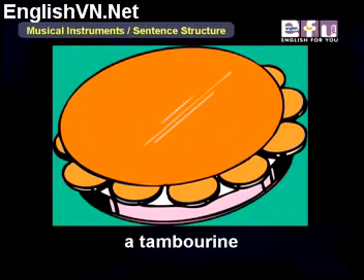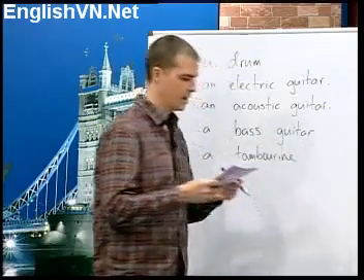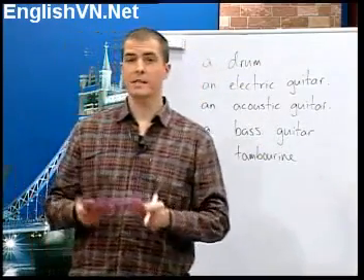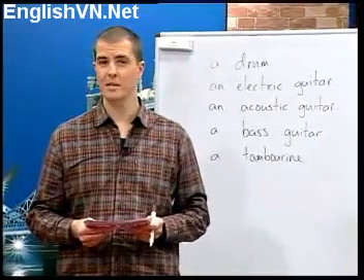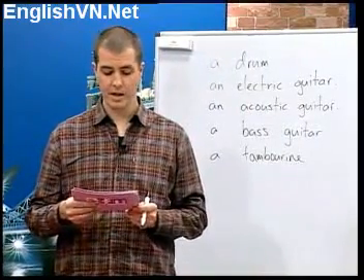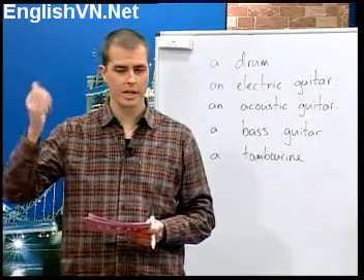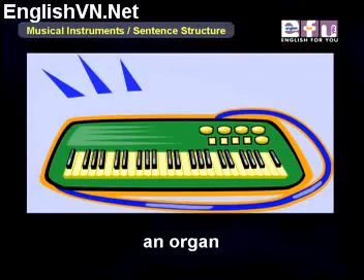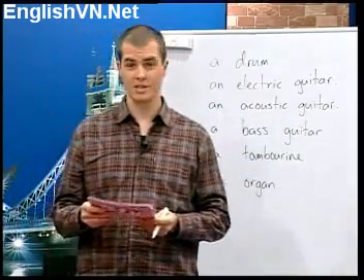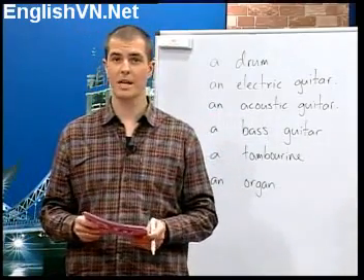A tambourine. A tambourine is a circular musical instrument with small pieces of metal around its edge that make a sound when you shake it, like that. An organ. An organ is a large musical instrument with 1 or more keyboards.